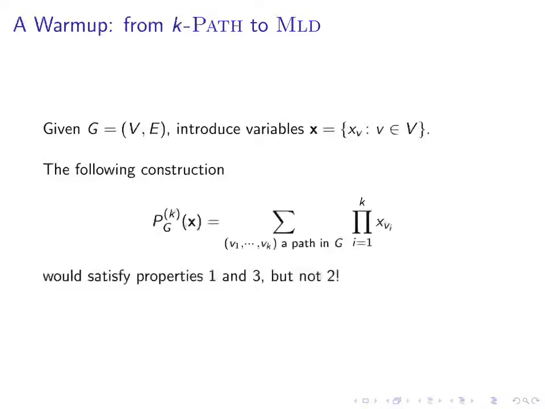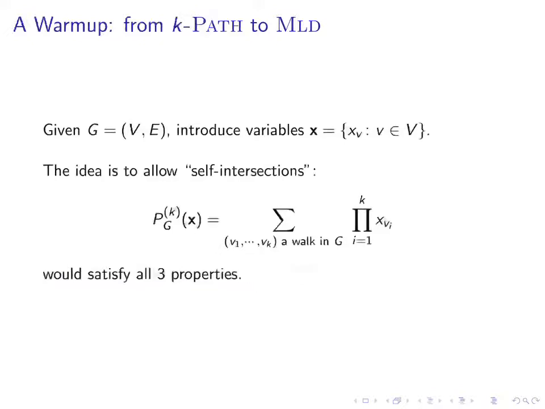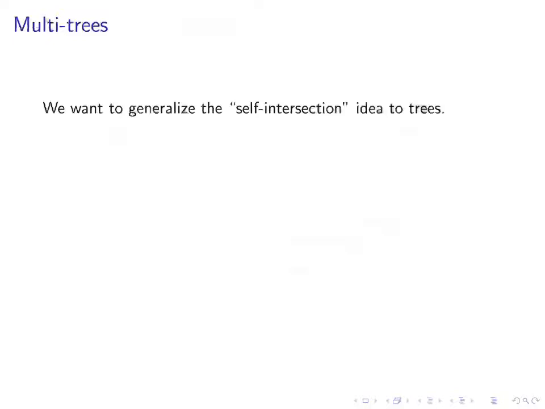So how do we satisfy the second property? It's actually a simple relaxation. Instead of summing over the paths, we sum over the walks. And this allowance of self-intersection will satisfy the second property. So what we want to do is to generalize this self-intersection idea for trees.